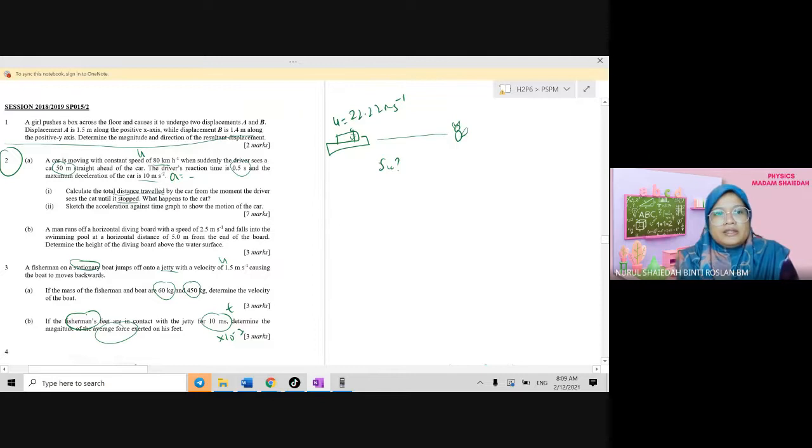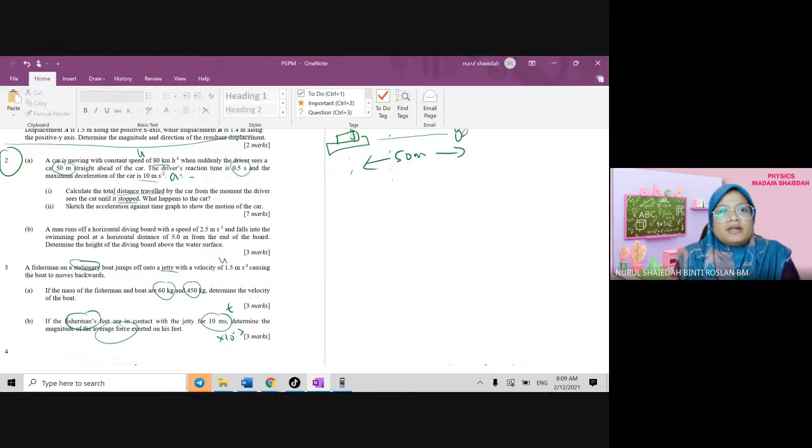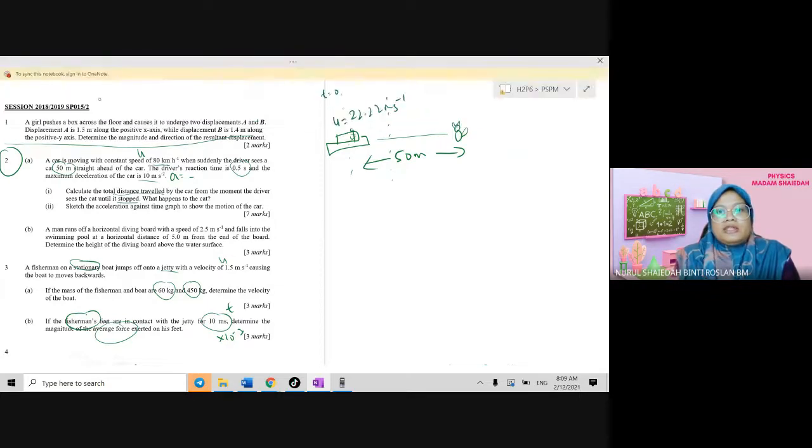Okay, suddenly dia ada nampak a cat 50 meter. Okay, dia nampak cat ni 50 meter lah daripada dia. Okay. The driver reaction, dia masa tu ini adalah T0 lah. Okay, dia punya reaction adalah after T is 0.5. Maksudnya dia tengah fikir. Nak tekan brake ke kucing ni nak lari. Dia tengah fikir. Masa ni dia tengah fikir. Okay. Dan lepas dia tengah fikir tu barulah dia terfikir dia nak tekan brake.